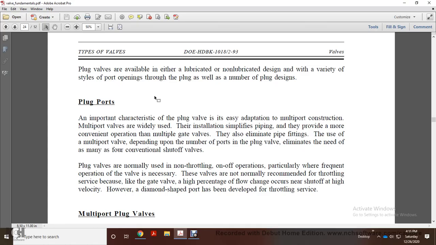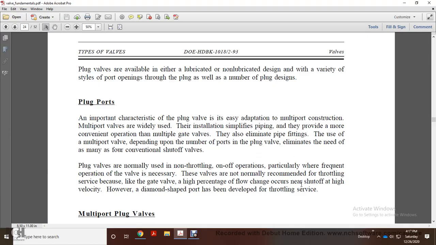The installation simplifies the piping and provides more convenient operation of the multi-port valves. These eliminate pipe fittings. A multi-port valve, depending on the number of ports, eliminates the need for as many as 4 conventional shut-off valves. Plug valves are normally used for on and off operation, particularly where frequent operation of the valve is necessary.